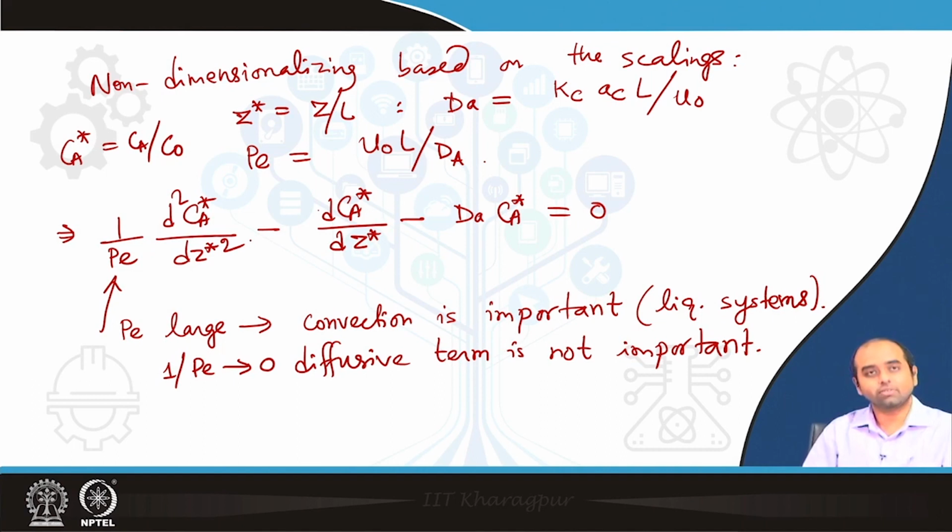So, that is something that you can try out and look into the situations when diffusion is important in the problem. When diffusion is important, of course 1 by Peclet number is not a small quantity, and that is likely the case for gaseous systems.